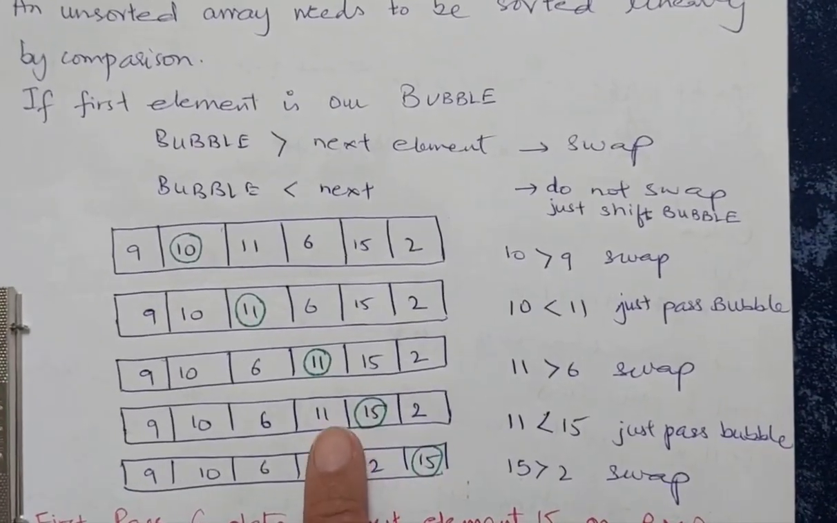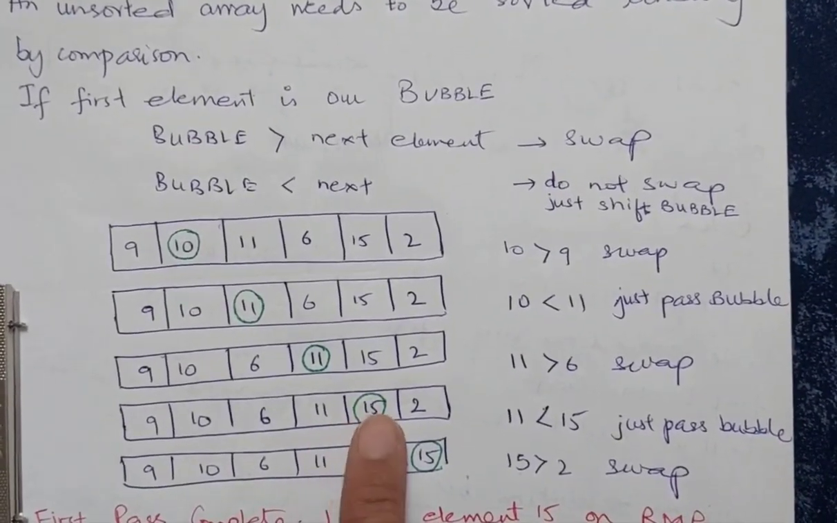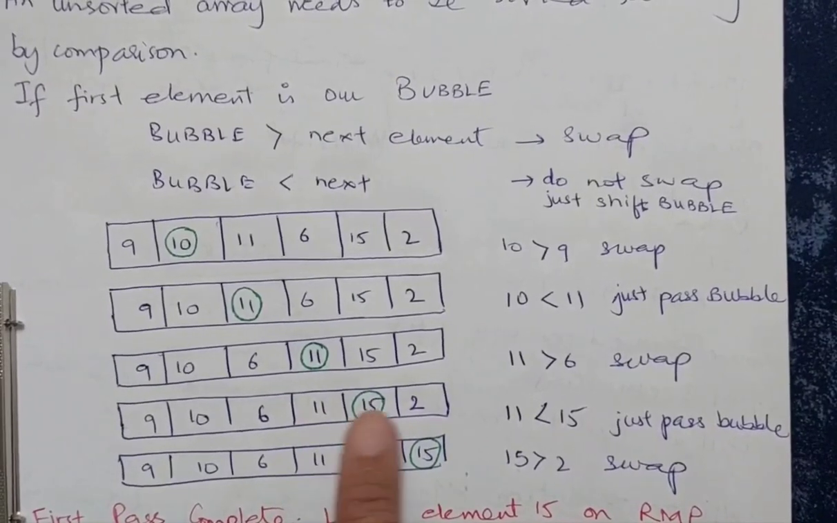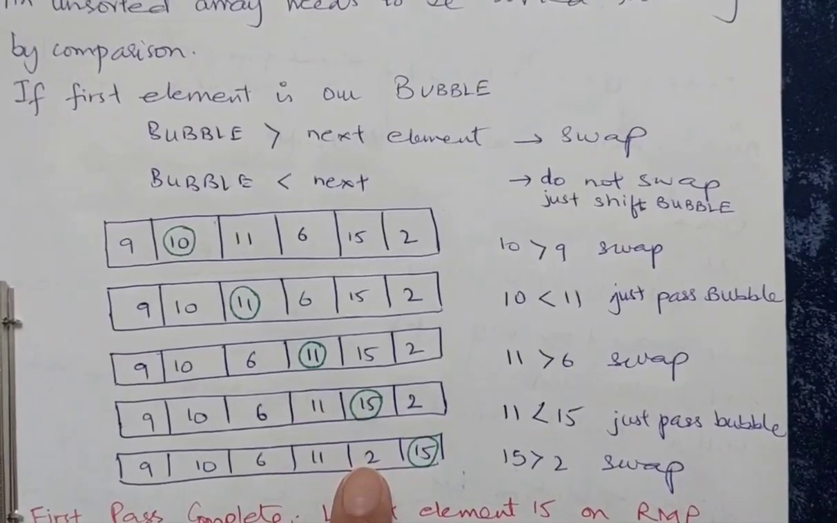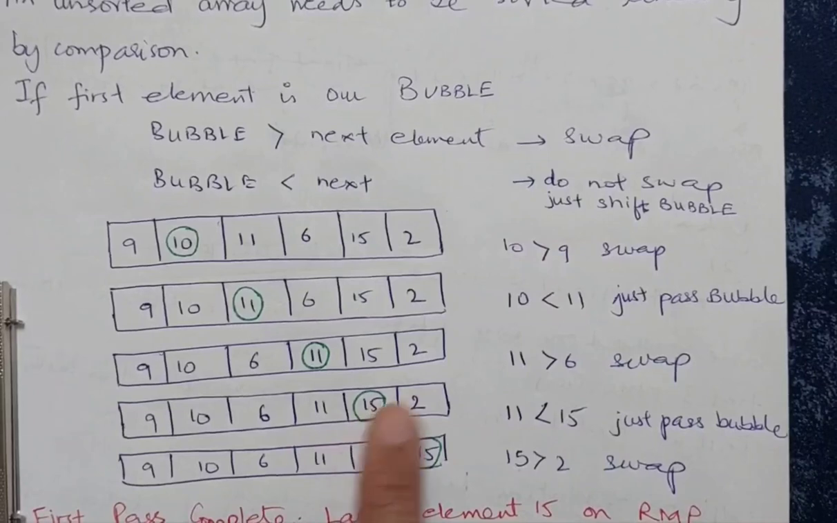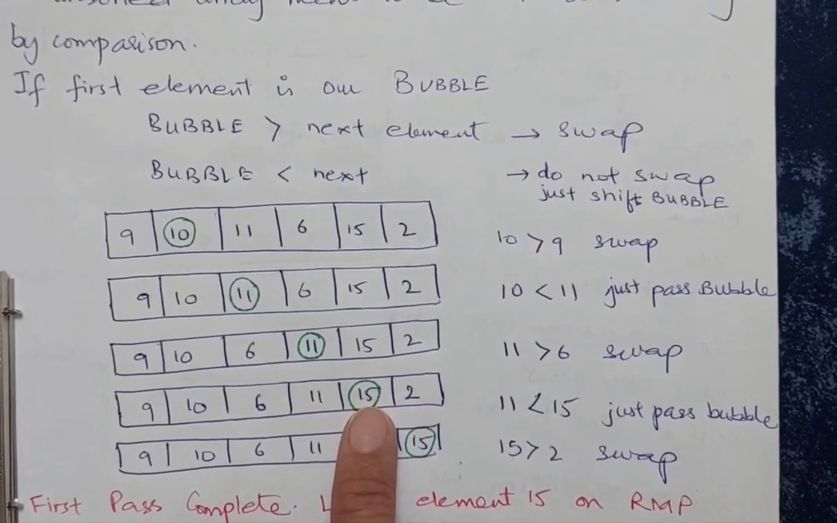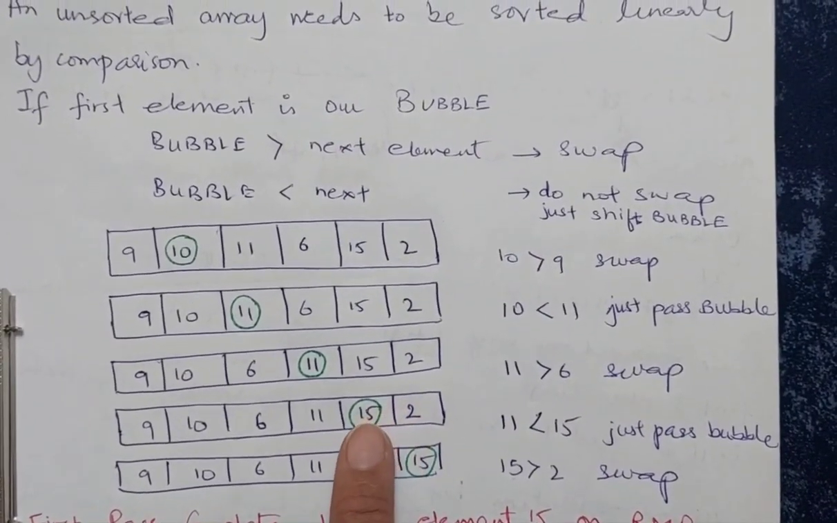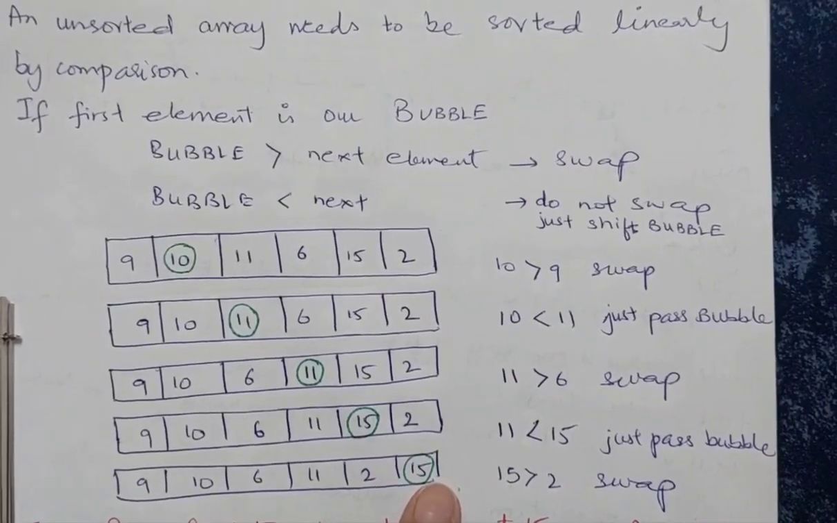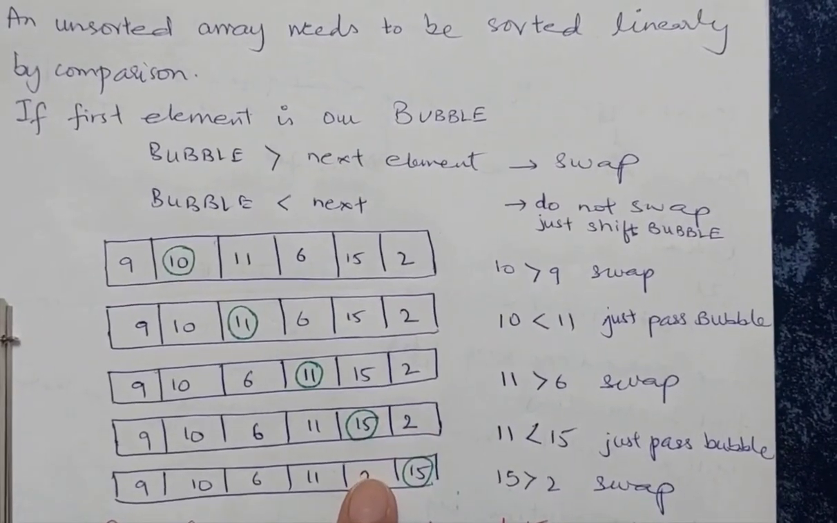Then I compare 15 and 2. 15 is larger than 2, so I'm going to shift 15 to the next position and swap it with the previous position.